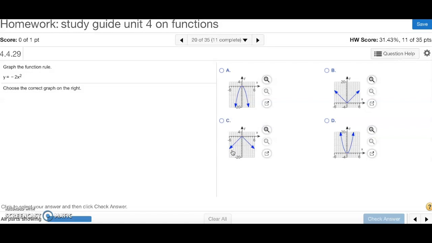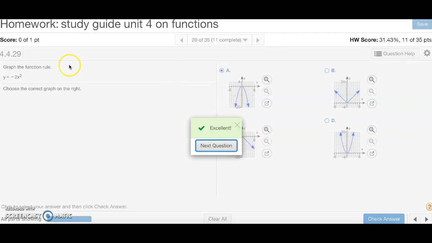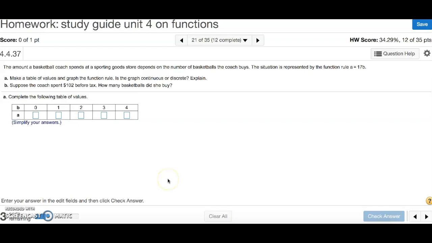Number 20, it is an x squared function. So that means it is going to be a quadratic, negative in the front. So it's going to be flipped upside down. That tells me it has to be A. Everything else is either flipped up like D, or in terms of B and C, it's not even a parabola. It's an absolute value function. So your answer is going to be A. That's number 20.